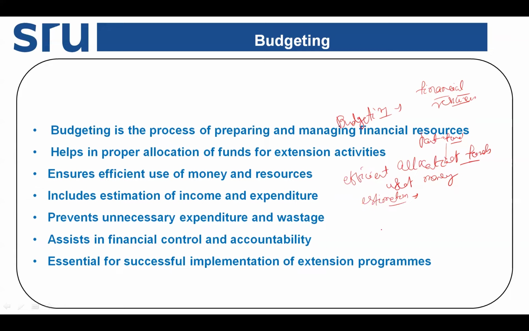If you are doing proper budgeting, it prevents, if there is no proper planning, what sometimes happens is that unnecessary expenditure is done and wastage is also done. So to reduce the unnecessary expenditure and the wastage, budgeting is required. It assists in financial control and accountability. Budgeting is essential for successful implementation of any kind of extension projects.